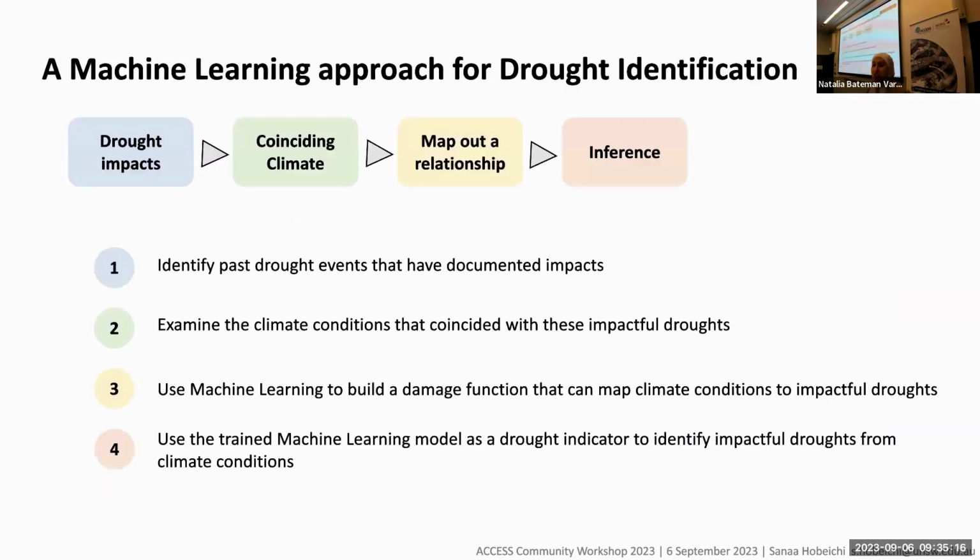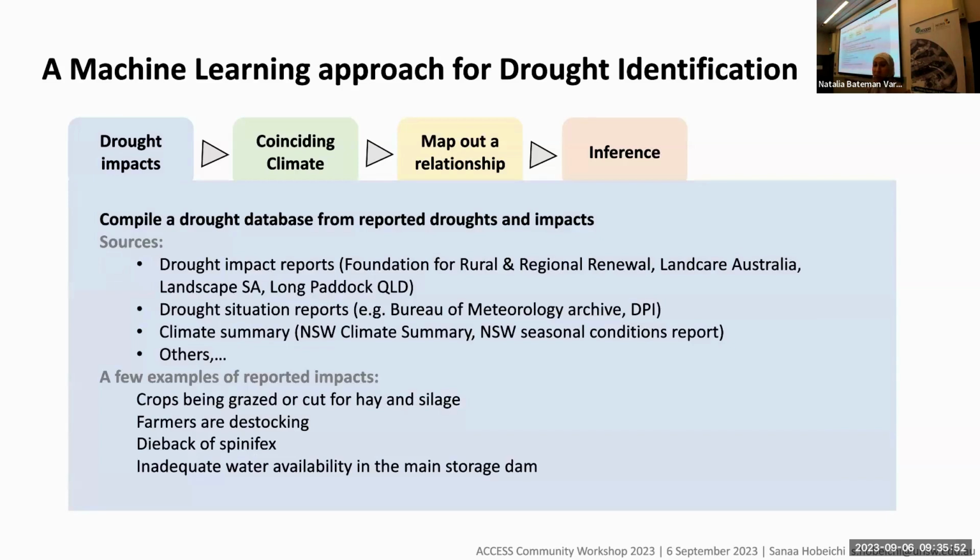Here we are suggesting a machine learning approach to improve the drought identification. With this approach, first we identify past drought events that have documented impacts. Then we examine the climate conditions that happened at the same time. And then we use machine learning to build a damage function that can map those climate conditions to the droughts. And finally, we use the trained model as a drought indicator to identify impactful droughts from climate conditions. And I'm going to go through each of these steps in more detail.